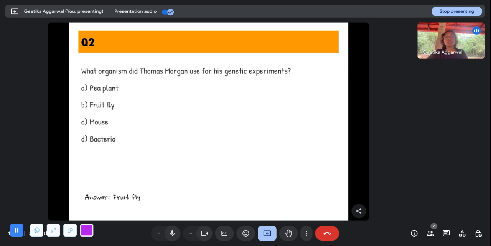The correct answer to this question is fruit fly, as we already studied. Thomas Morgan had these collections of fruit flies, and he was breeding them, and he looked at the mutant with the white eyes and studied how that eye color is linked with the X chromosome in Drosophila melanogaster. So moving on to the next question.